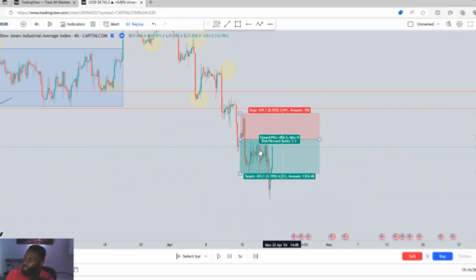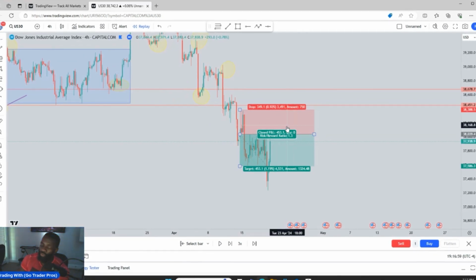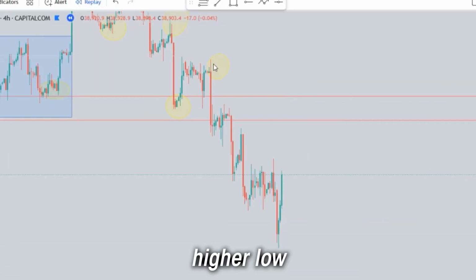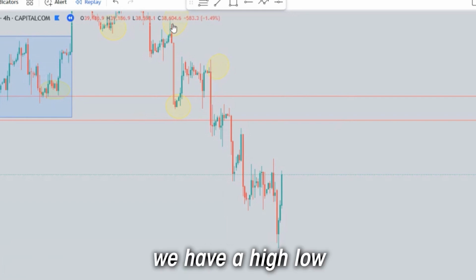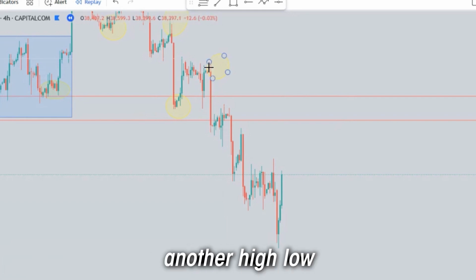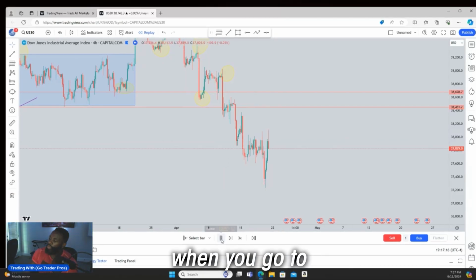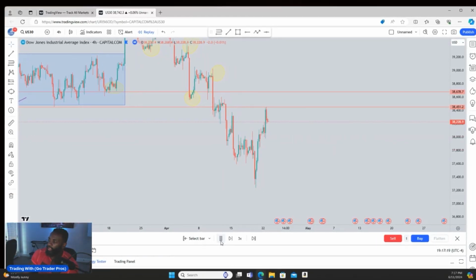And then once this trend starts to break, that's when you go the other way. Like if this trend breaks, so here we have a higher low, a lower low, another higher low, and then a lower low. And as it keeps going, if this trend breaks, that's when you go the other way. It's as simple as it gets.